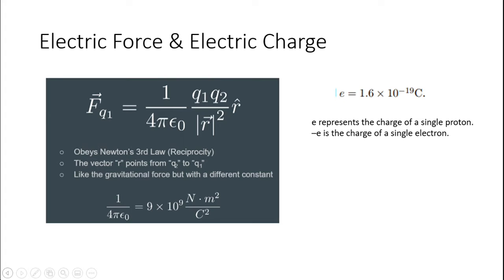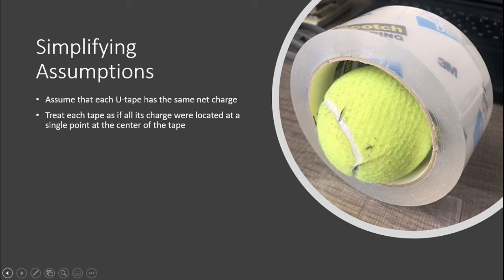For some background info, this is the electric force equation, with its constants and characteristics shown on the screen. Note k is a fundamental physics constant. We are going to make the following simplifying assumptions, which are assuming that each U-tape has a single point charge located at the center of the tape, and pictured is the tape I will be using for this experiment.